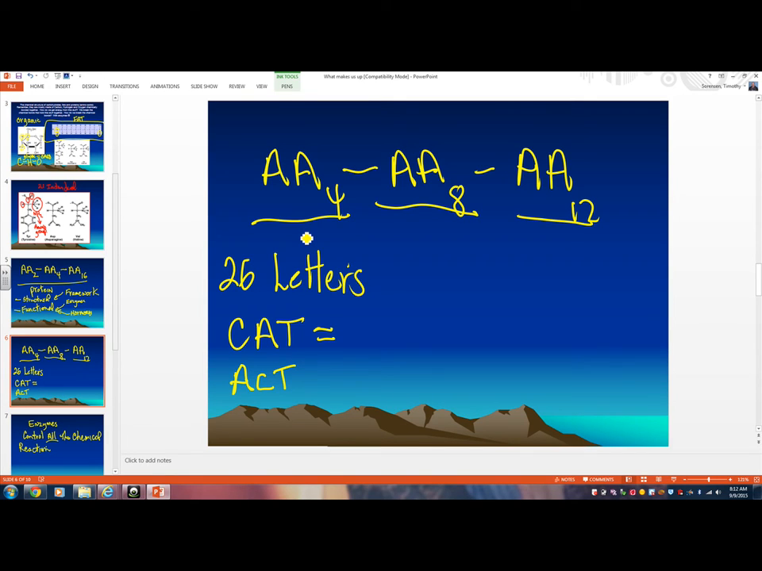So if you have this protein right here, amino acid 4 combined with amino acid 8 and amino acid 12, and you put amino acid 8 first, amino acid 4 second, and amino acid 12 third, you have altered the sequence of those amino acids. So you will no longer have the same protein.